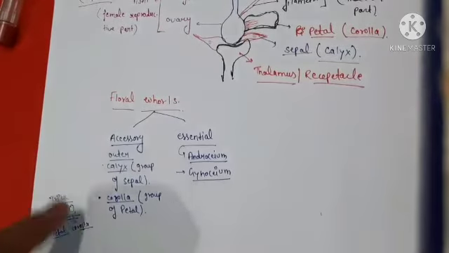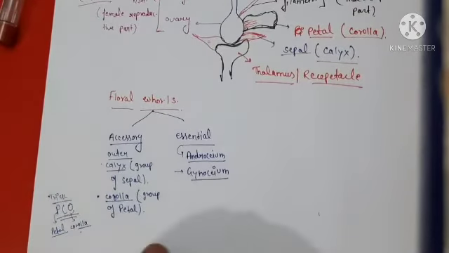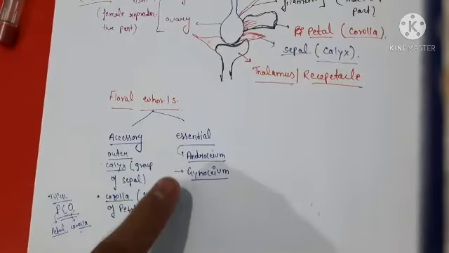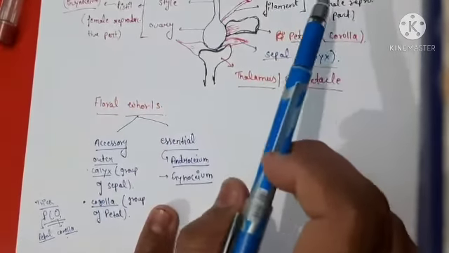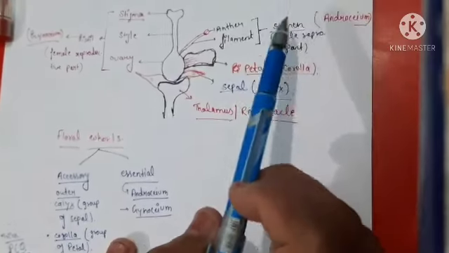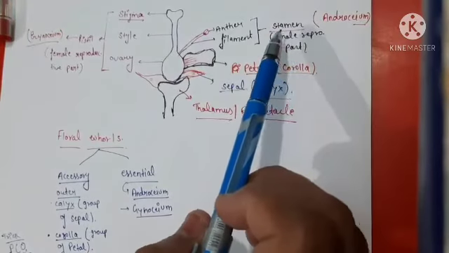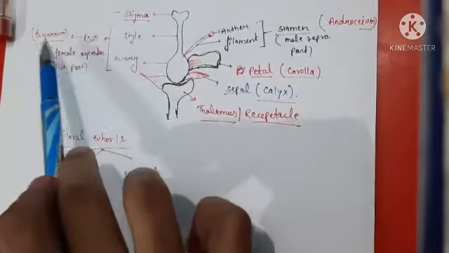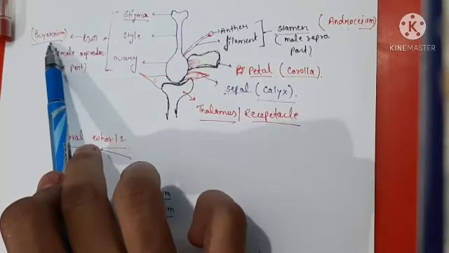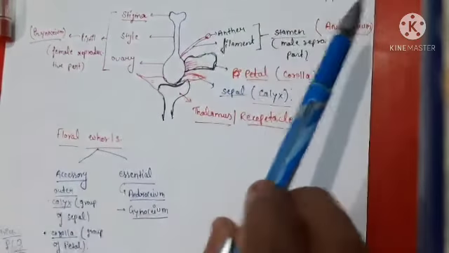So calyx and corolla are called accessory whorls, and the essential whorls are androecium and gynoecium. Here we will discuss androecium, the stamen. A group of stamens is called androecium. A group of pistils is called gynoecium. Gynoecium is the female reproductive part and stamen is the male reproductive part.